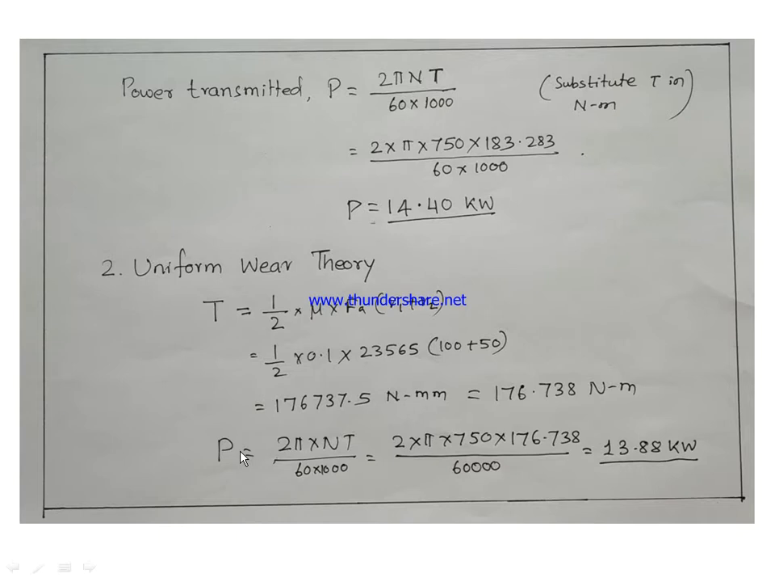The equation for torque transmitted by this single plate based on uniform wear theory is half into mu into Fa into R1 plus R2. So we know all these parameters. Substitute here, you get T as 176.738 Nm, and by using this torque and substituting that in the power equation, you get power as 13.88 kW. So just to see, based on the uniform pressure theory, what is the amount of power transmitted, and based on the uniform wear theory, what is the magnitude of the power transmitted.